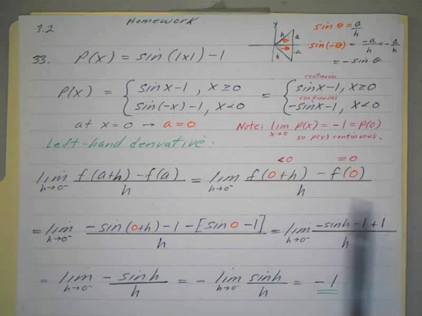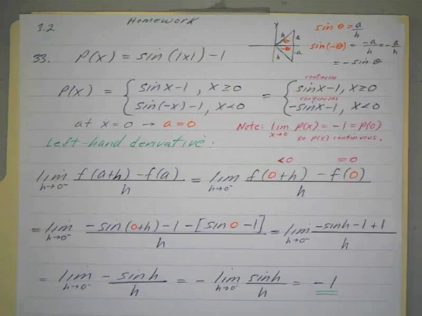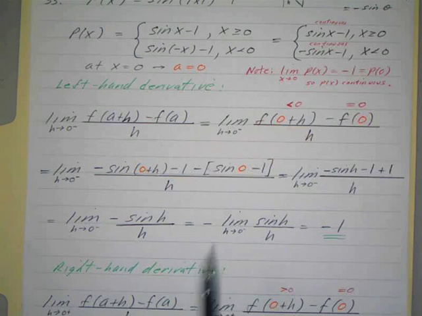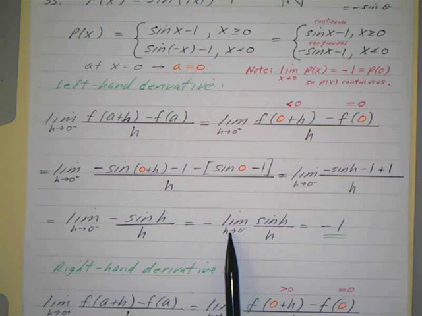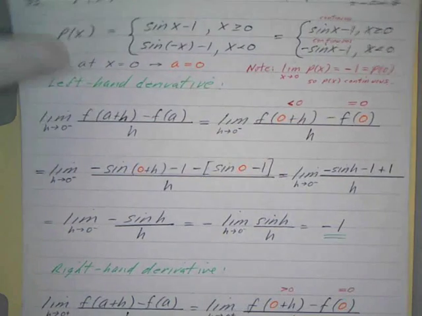Now these ones cancel, so now I've got negative sine of h over h, but I can take the negative out front. It's like a constant multiplier rule for limits. Then I have the limit as h approaches 0 from the negative direction of sine of h over h, and we know that limit is 1, with the negative in front of it, so that limit is negative 1.